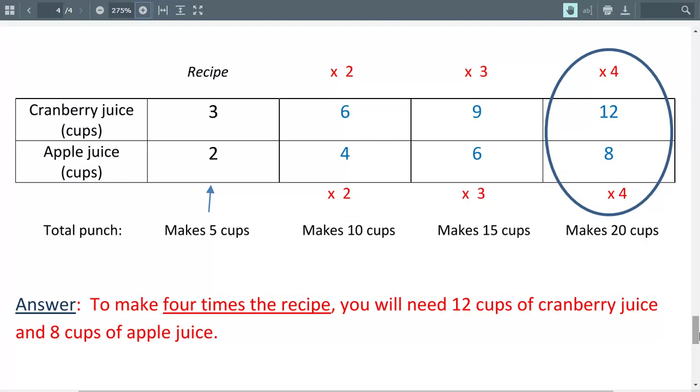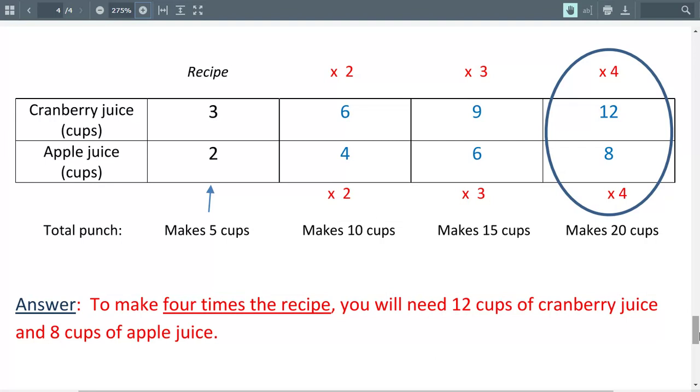But the question is asking, how much juice will you need to make 4 times the recipe? So if I wanted to do this, I would take the recipe numbers, the top term, 3 times 4 makes 12, 2 times 4 makes 8. So to make 4 times the recipe, you'll need 12 cups of cranberry juice and 8 cups of apple juice.